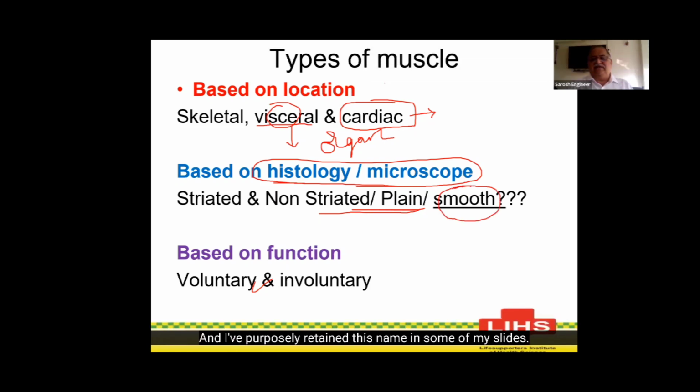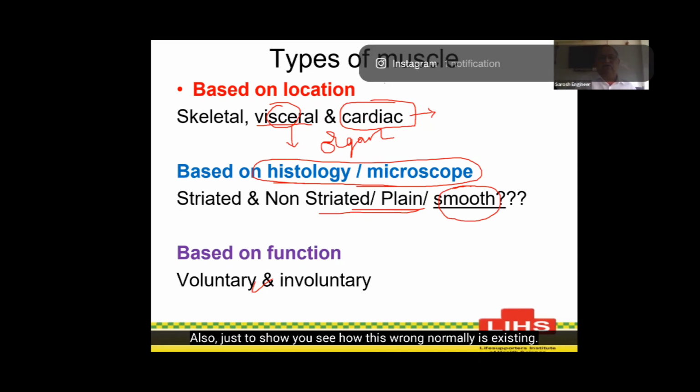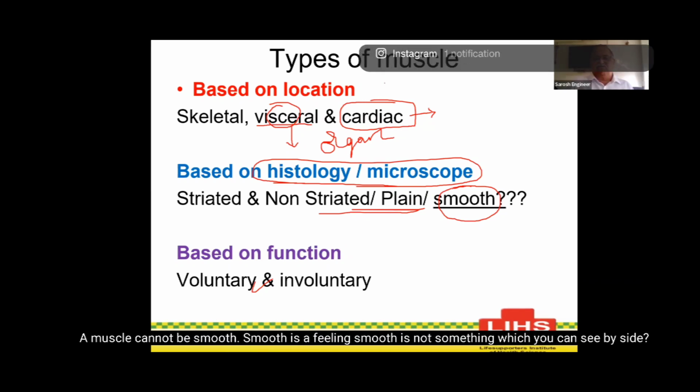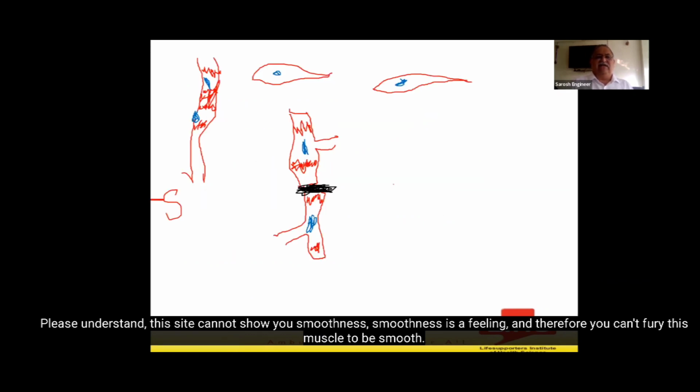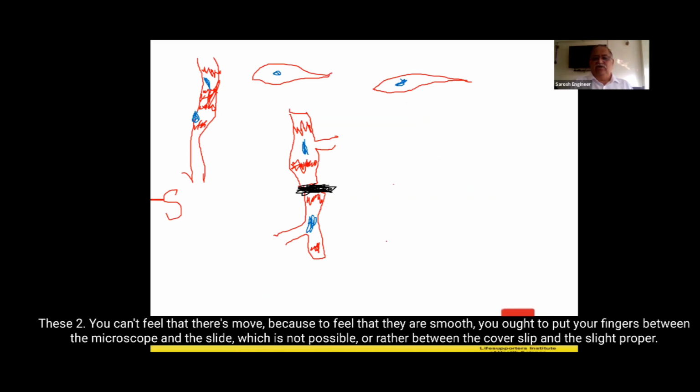And I've purposely retained this name in some of my slides also, just to show you how this wrong nomenclature exists. A muscle cannot be smooth. Smooth is a feeling. Smooth is not something which you can see by sight. Please understand this. Sight cannot show you smoothness. Smoothness is a feeling. And therefore, you can't feel this muscle to be smooth. These two, you can't feel that they are smooth.